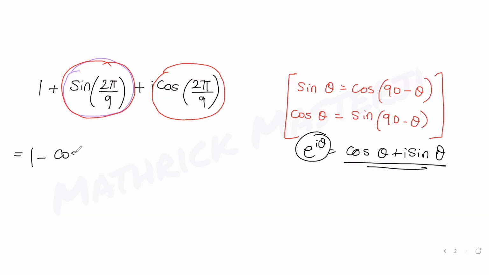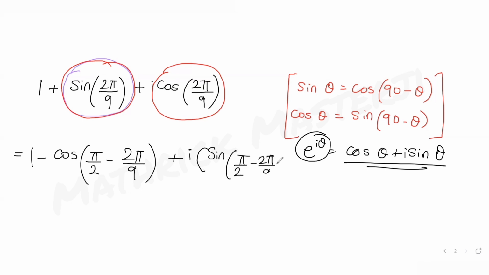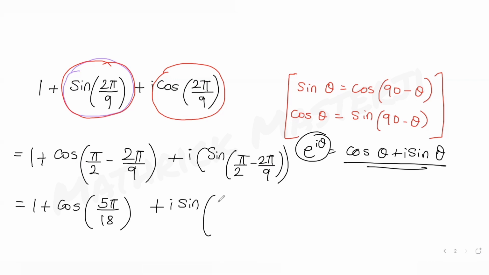So what I get here is cos of (90° − θ). 90° in terms of radians is π/2. So cos(π/2 − 2π/9) plus i, instead of cos, I write that as sin(π/2 − 2π/9). So this is your entire expression. You get 1 plus, if I solve this, 9π minus 4π over 18, that is 5π/18. So plus, not minus: 1 + cos(5π/18) + i sin(9π − 4π over 18), again 5π/18. So you again get this entire expression now.